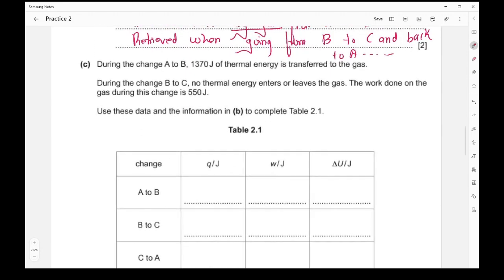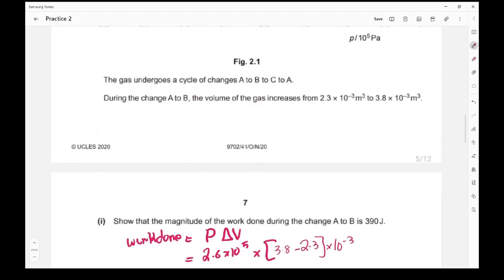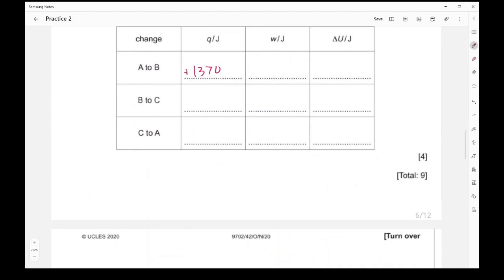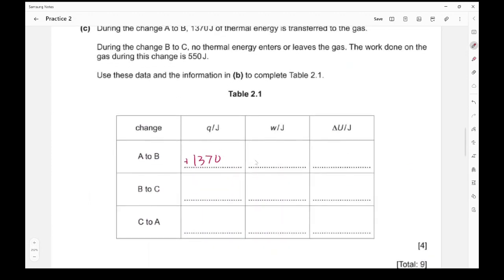Anyways, this is another question. During the change A to B, 1370 joules of thermal energy is transferred to the gas. This is the energy transferred to the gas, so it is going to be positive, 1370. The work done was actually done by the gas itself, so this is going to be minus 390. The change in internal energy from A to B is plus 1370 minus 390, and that should be 980 joules.